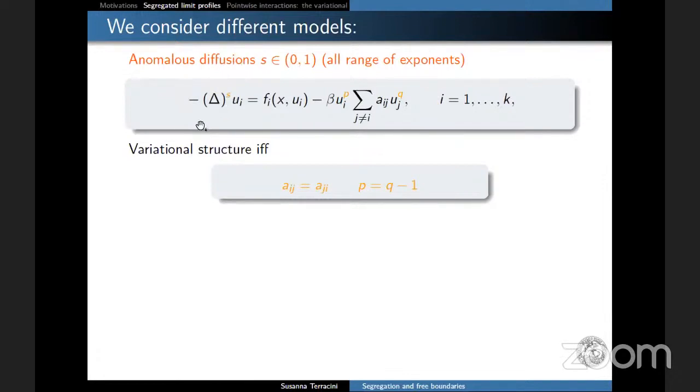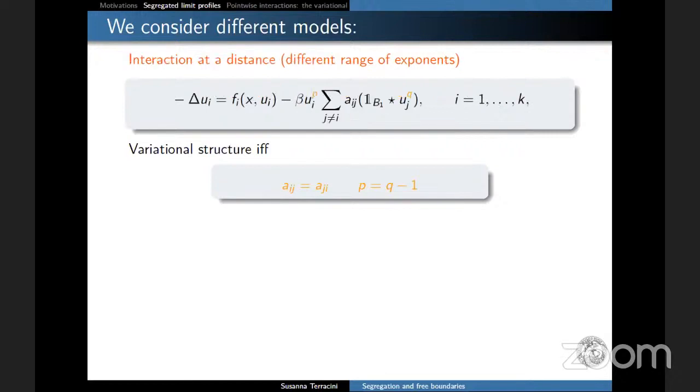One can change the standard diffusion with fractional diffusion, consider polynomial or power interactions, which may have or not a variational structure depending on the symmetry of the matrix of interspecific competition rates, and depending also on the choice of the exponent p_i. And then, I will actually focus on this last problem.